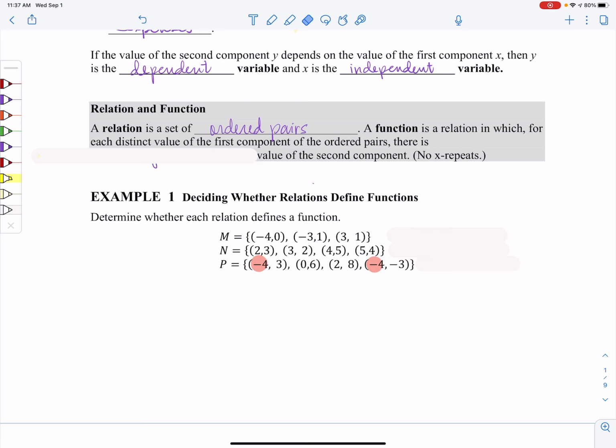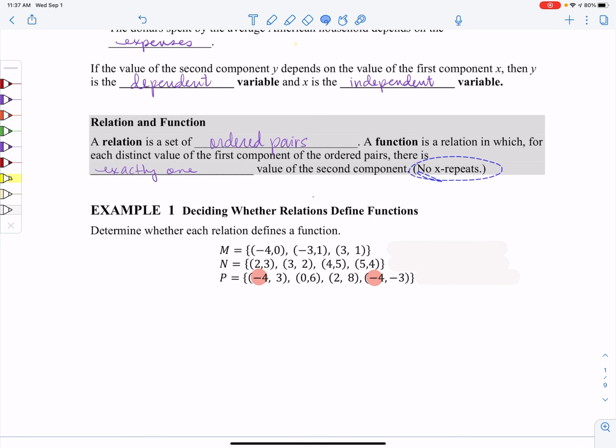So a function is a set of ordered pairs in which for each distinct x value, there is exactly one value of the second component. Now, I know I just read that to you and it doesn't mean a whole lot, but here's the deal. A function is not allowed to have x repeats. That's the bottom line. A function cannot have x repeats. So if you can just remember that, then it'll be easy.